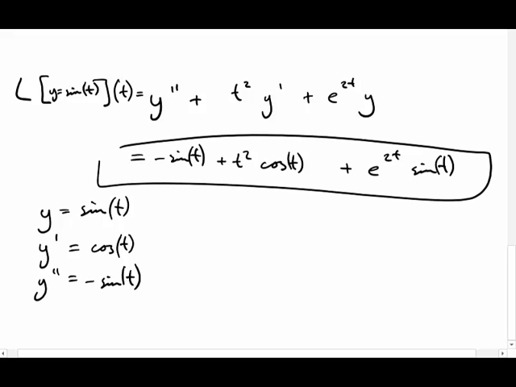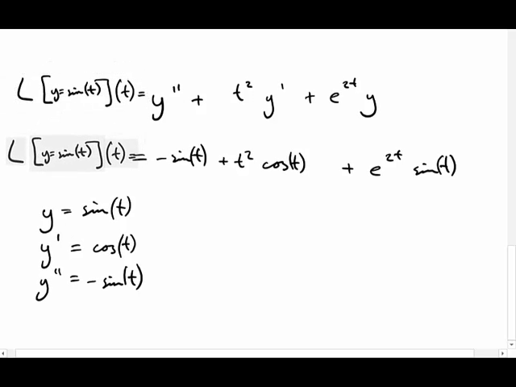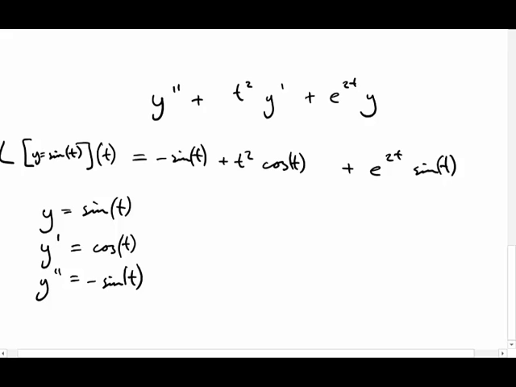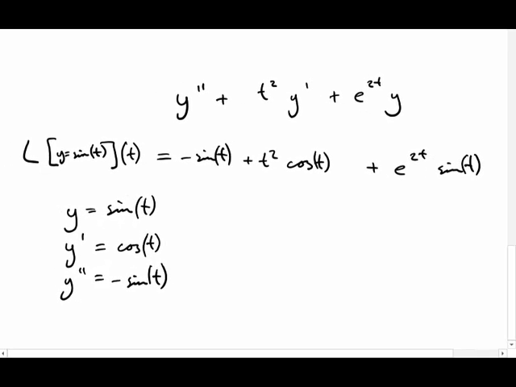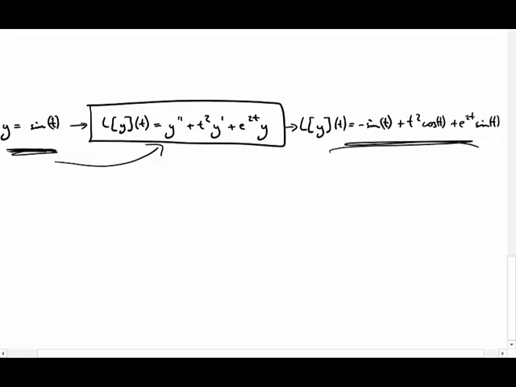That is the output of my linear operator. Let me draw this out a bit neater. When I put my function y equals sine t into my linear operator, which is defined in this box here, this is what I get out. It's exactly the same idea as a function, except because I'm putting a function in instead of just a value, I can no longer call it a function. I have to call this thing an operator.